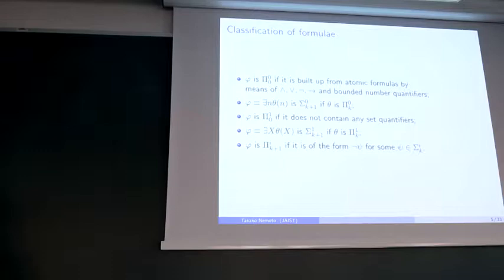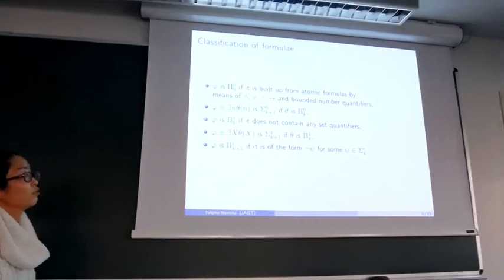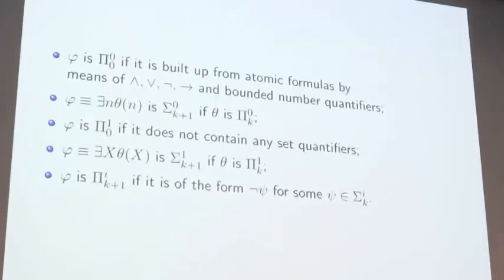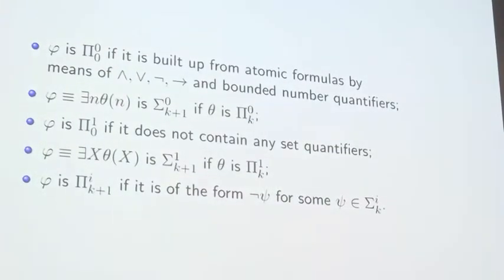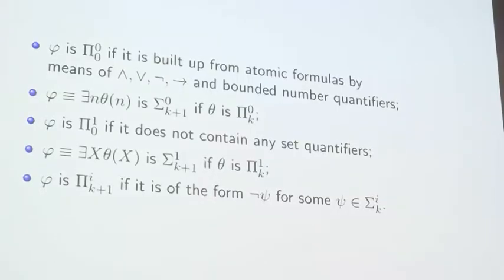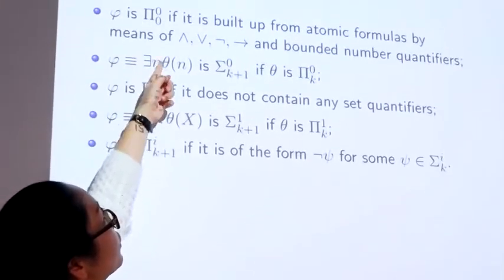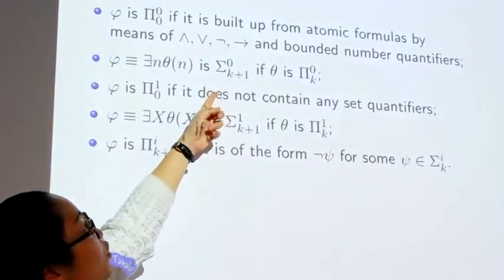This is a classification of formulas. A formula is said to be Sigma 0 0 if it is built up from atomic formulas by means of connectives, and, or, negation, and implication, and bounded number quantifiers. Bounded means the quantifier is in this form. And if this part is Sigma 0 k, then adding one unbounded existential quantifier, we have the class Sigma 0 k plus 1.